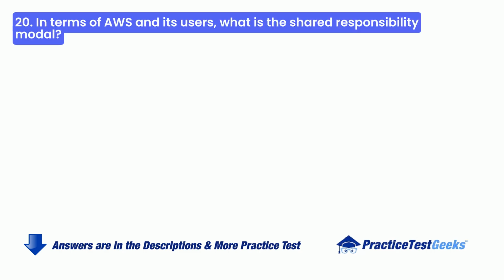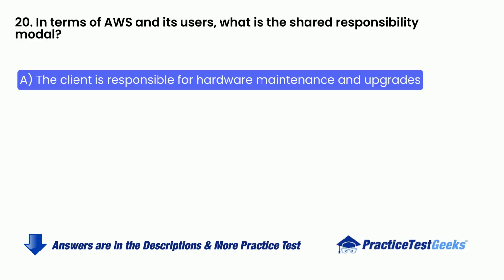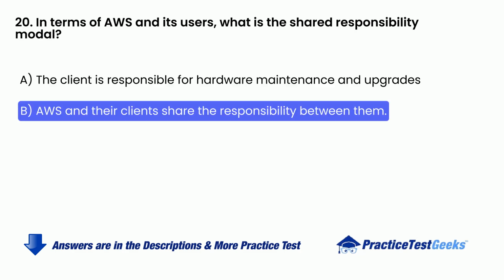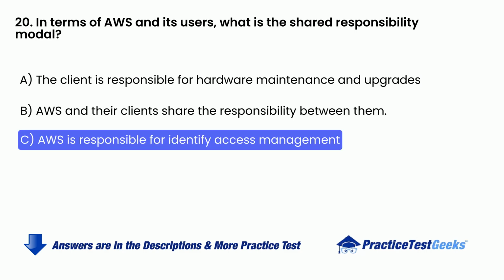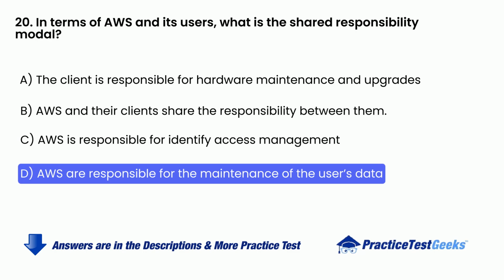In terms of AWS and its users, what is the shared responsibility model? A. The client is responsible for hardware maintenance and upgrades. B. AWS and their clients share the responsibility between them. C. AWS is responsible for identity access management. D. AWS is responsible for the maintenance of the user's data.